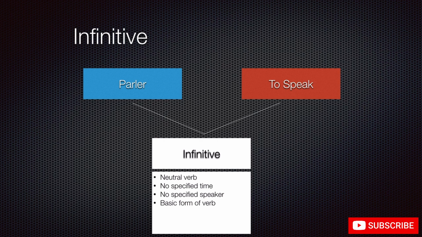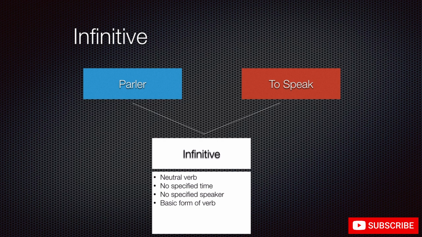So in infinitive, we have the infinitive parler, and then we also have the English equivalent, the English infinitive to speak. So what an infinitive is, it's a neutral verb. There's no specified time frame, so there's no past, present, or future, and there's no specified speaker. So it's just sort of sitting in limbo, waiting to be fit into a specific time and with a specific person. It's the most basic form of a verb.